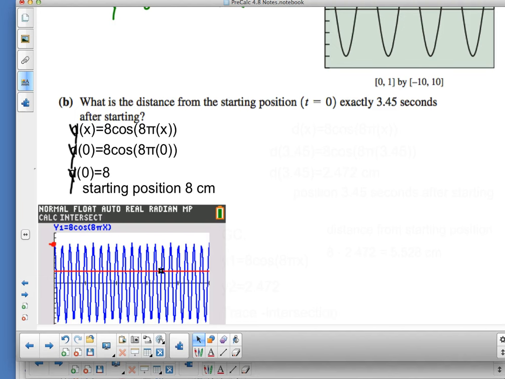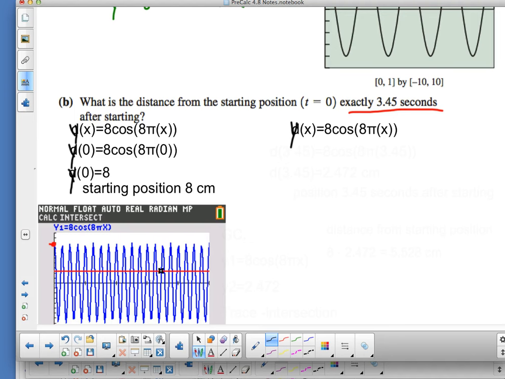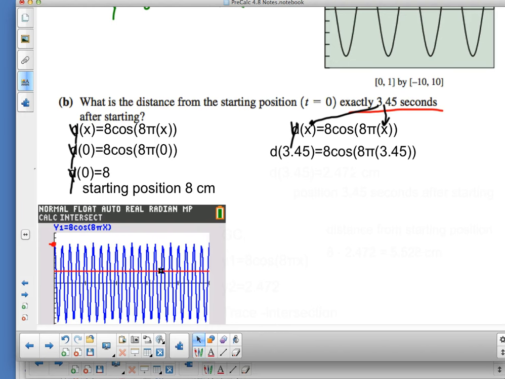Now, as we're going through, they're asking at 3.45 seconds. Now, I've got this still, this is y. This is my model. 3.45 is going to go in there because I'm wondering how far that distance is at 3.45 seconds. And remember, every second this cycles 4 times. So this is our position 3.45 seconds after starting.